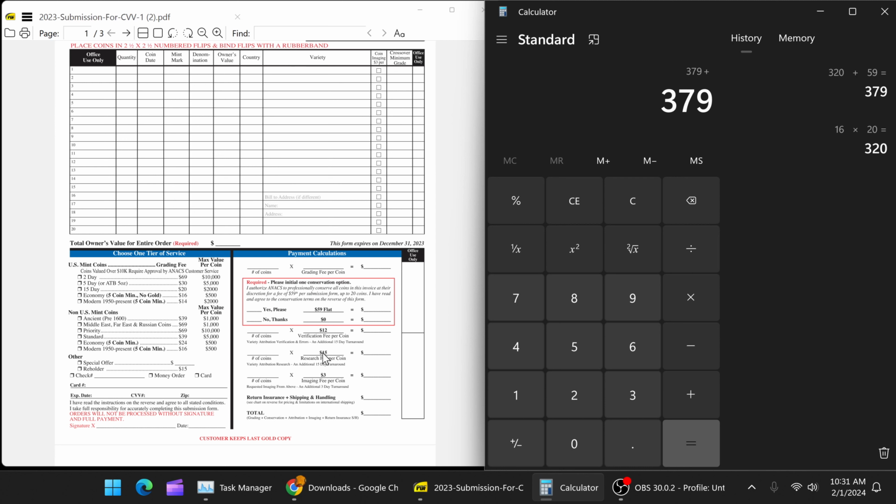Now, for $3 extra, you don't have to put any. I asked the lady. She said you don't have to. That's it. This takes the place of that research fee of $3 extra. You don't have to put in the verification fee.